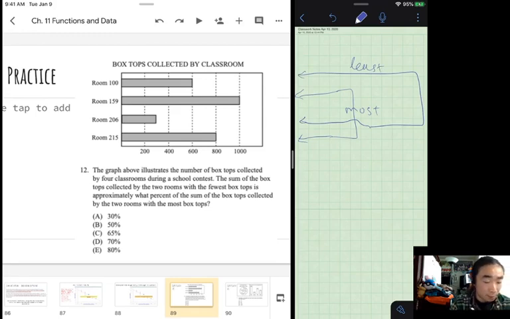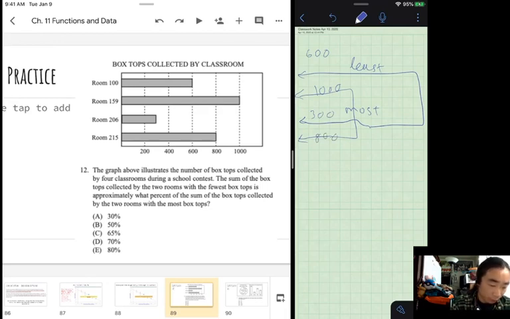I have to read my bar graph, this is not a box plot, this is a bar graph, right? The first one, it had 600. The middle one, it had 1,000 box tops. 206 over here, notice it's between the bars. So we have to estimate what's halfway between 200 and 400. It's 300. And then 215, the last one over here at 800.